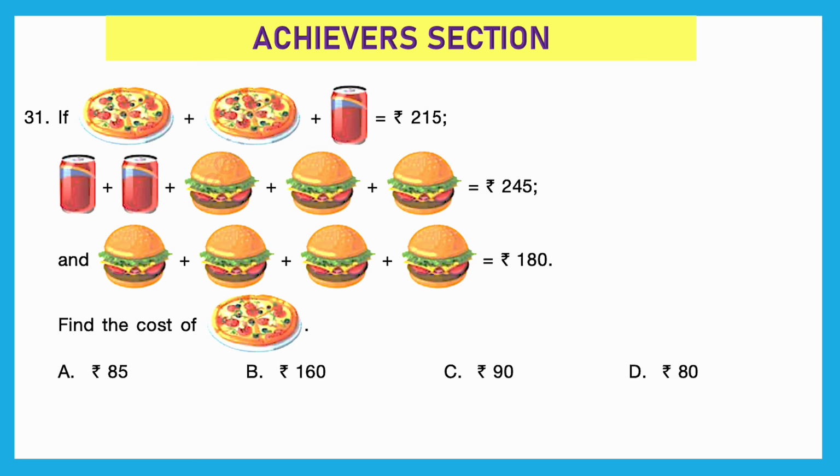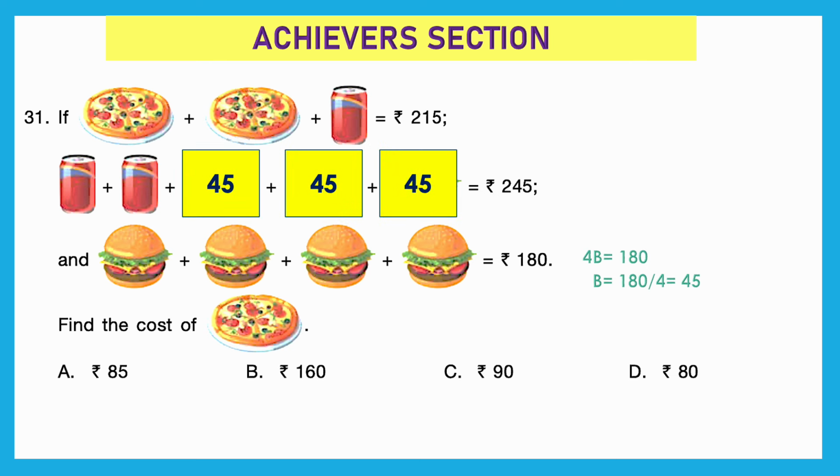So how do we do that? Let's see. One upfront thing which we have is 4 burgers equal to 180 rupees. So I'll just write burger as B. 4B equal to 180 rupees. So 1 burger, that is 1B, will be equal to 180 divided by 4, which is equal to 45. Now we know the value of 1 burger. Let's put that in the second equation.